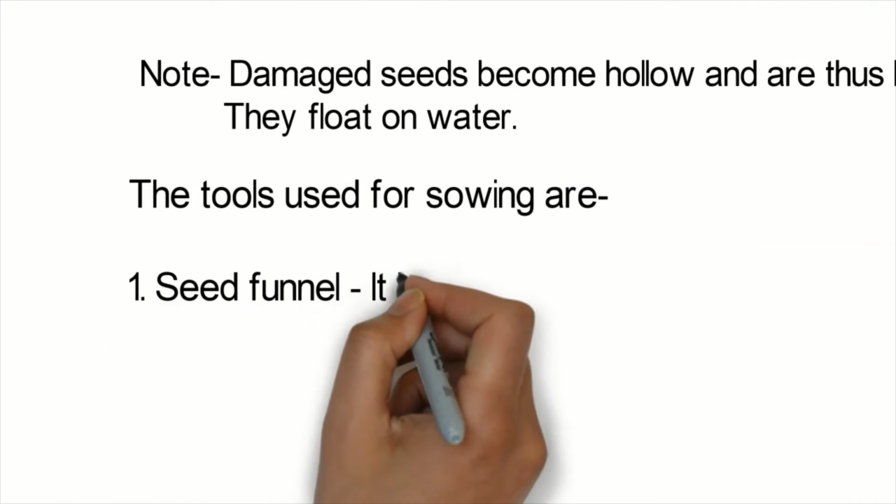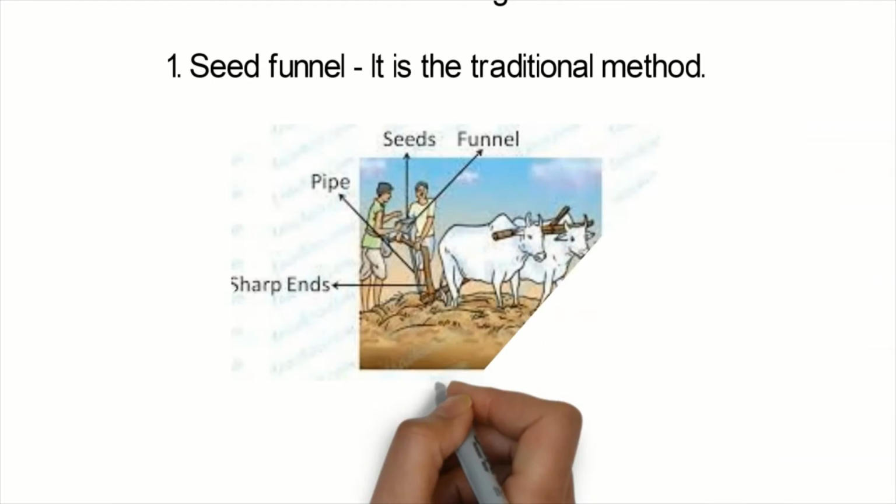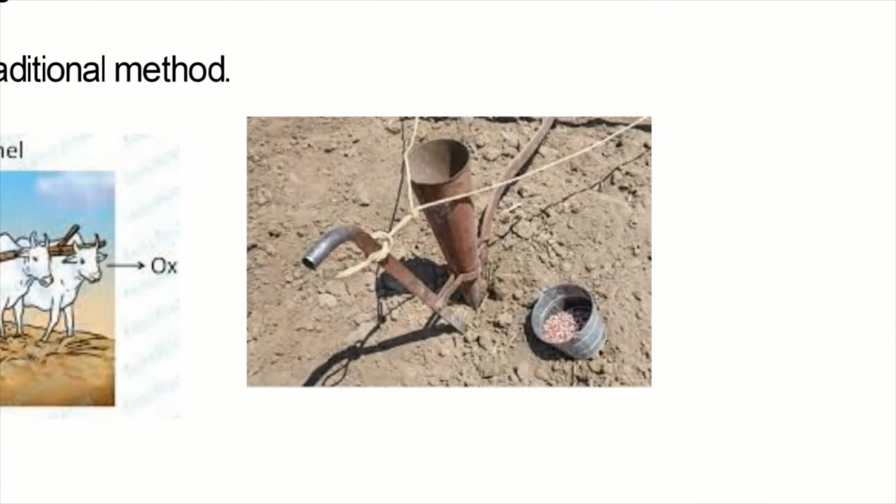The first tool used for sowing is the seed funnel. It is used in the traditional method. Here we can see that the farmers have attached a seed funnel to the plow, and through the funnel one seed at a time will be put into the soil. You can see the real image. The seed funnel is attached to the plow here.